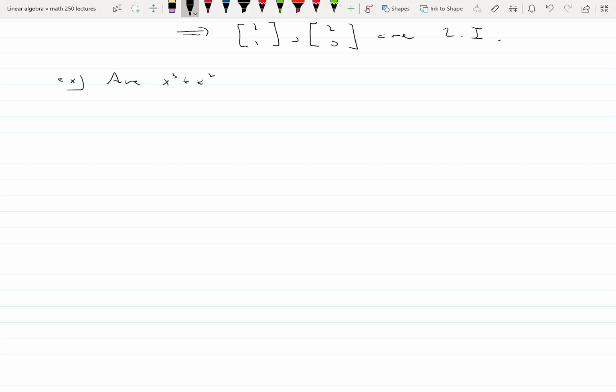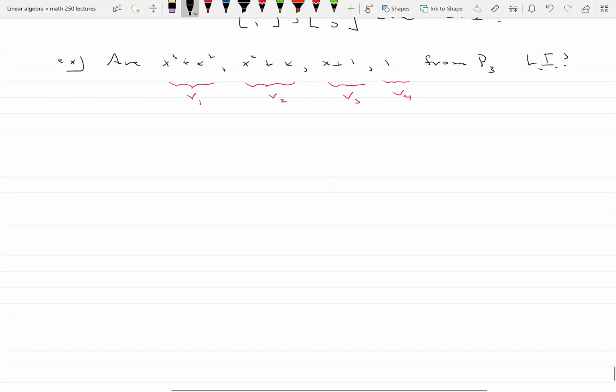Okay, so let's take a look at another example. Are x cubed plus x squared, x squared plus x, x plus 1, and 1 from P3 linearly independent? To help us with the notation, let's say these vectors are v1, v2, v3, and v4. Okay, are they linearly independent?